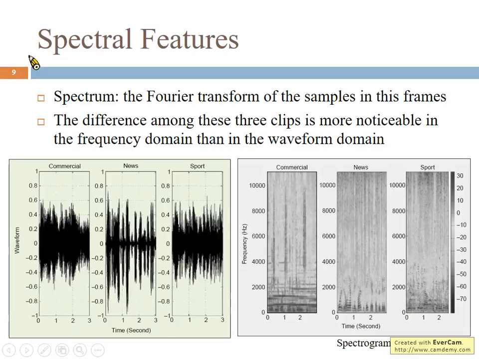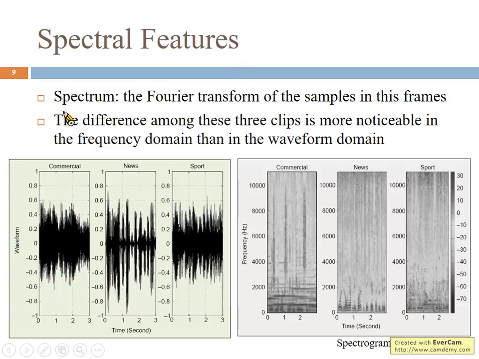However, all the features we mentioned above, including volume, zero crossing rate, and the pitch, cannot very well capture the signal characteristic. So another way to view the signal is to transform the signal into the frequency domain, and then based on the frequency domain, we can design many spectral features.